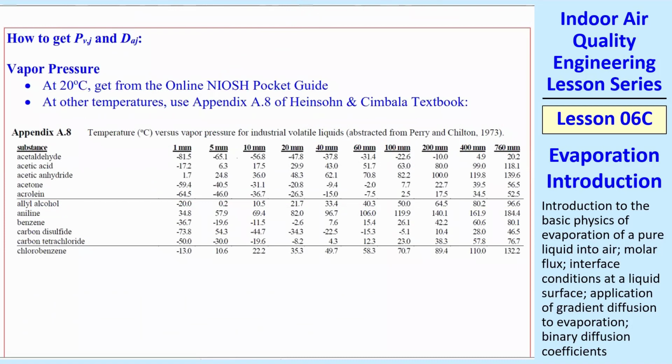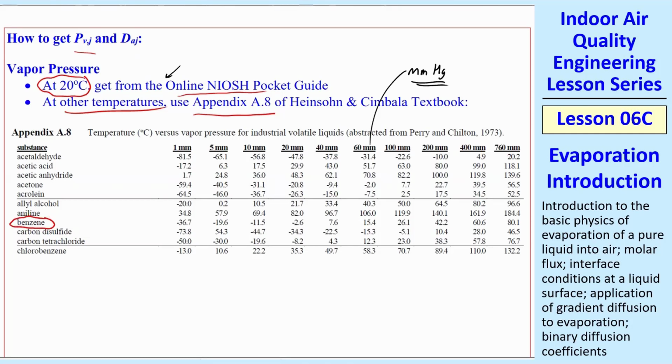I want to show you how to get Pvj and DAj from tables. There's two tables in the appendix. I'll look at Pv first. The vapor pressure, just a comment, the online pocket guide by NIOSH that we use all the time that has those MSDS or SDS sheets, these are at 20 degrees. So if I give you a problem that's at 20 degrees, you can just look it up on the online pocket guide. But at other temperatures, you have to use Appendix A8. This is a weird table because the values in the table here are actually temperatures. And then these are your vapor pressures in terms of millimeters of mercury. Same units that you find on the online NIOSH pocket guide, actually.